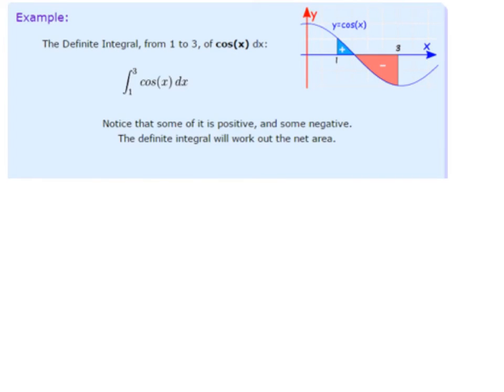Now, the definite integral from 1 to 3, notice that parts of the area under the curve are above the x-axis and some are below. So the area that is above is going to be positive. The area below will be a negative area. And once again, we're still talking about direction.